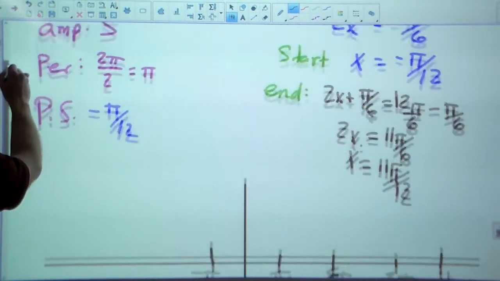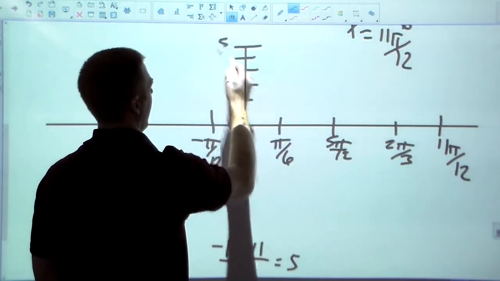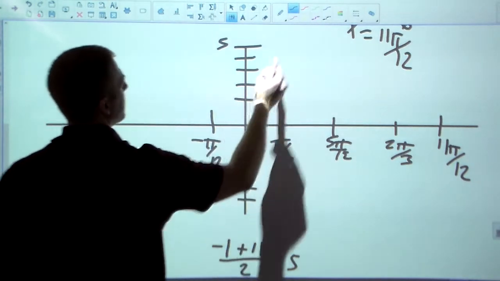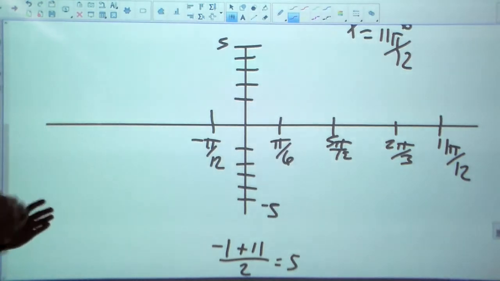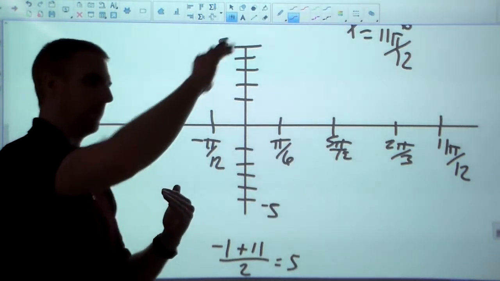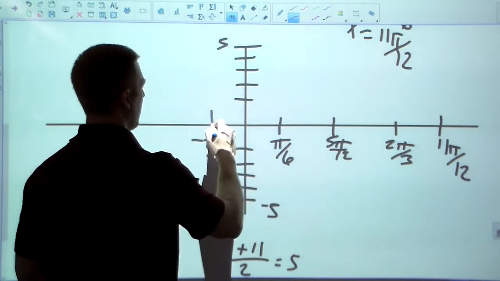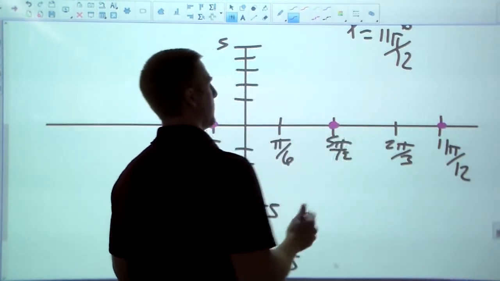And then the amplitude was 5, so I want to make sure I go up to positive 5 and down to negative 5. Now, sine wave typically starts at 0 and goes up. The amplitude, or A value, is positive, so we will go up at the beginning. If A was negative, we go down first. So on the endpoints, it's going to be at 0. In the middle, it's going to be at 0.